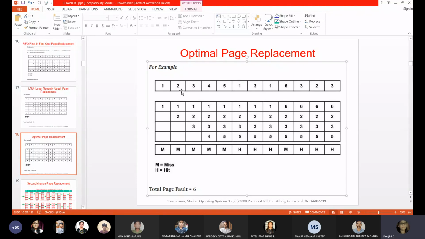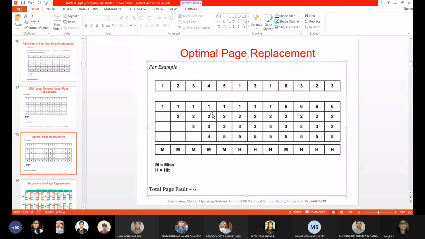Page number two comes. When page two comes, only page one was there in the main memory. Page two was not there already, so it is a page miss again, and page two will be loaded. Page three comes. Page three was not there, so page miss, and page three will be loaded. Page number four comes. Page four was not there, so page miss, and page four was loaded. Up to this, everything is okay. Since the pages were not already there in the main memory, each is considered a page fault.